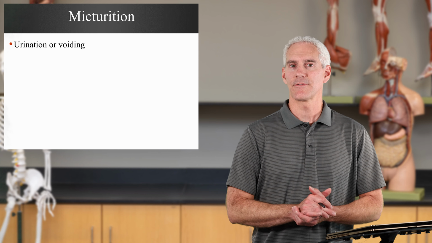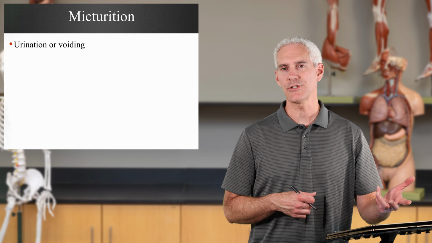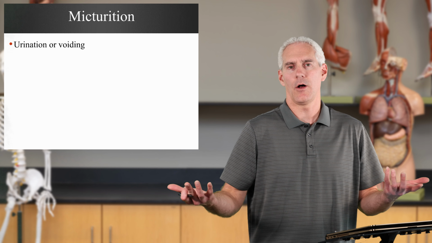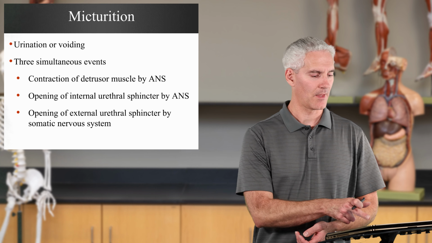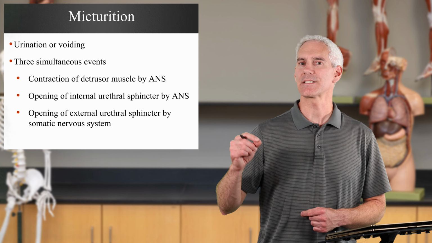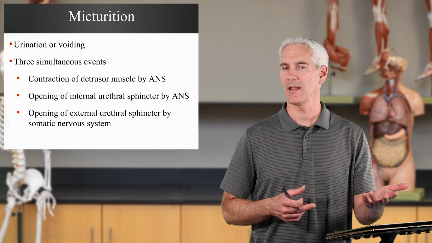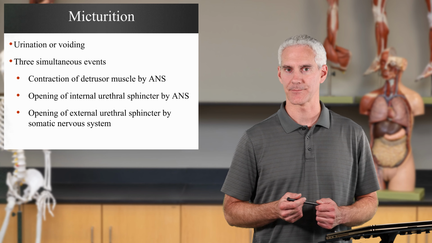So what is that? That's referred to as micturition. Micturition, known as urination, known as voiding, all three terms are the same thing. It's simply getting the urine out of the system. And it takes 3 simultaneous events for this to occur. 2 involuntary and 1 voluntary.